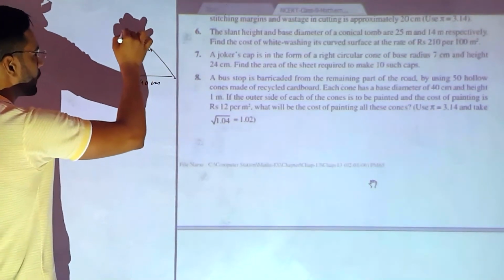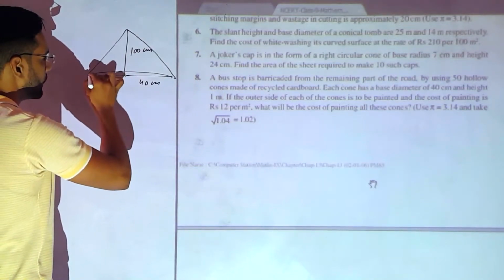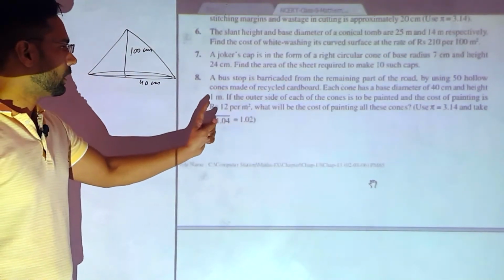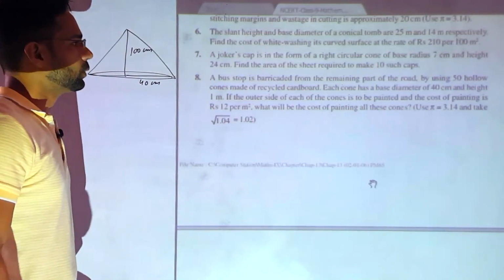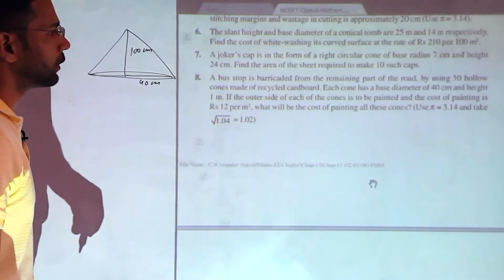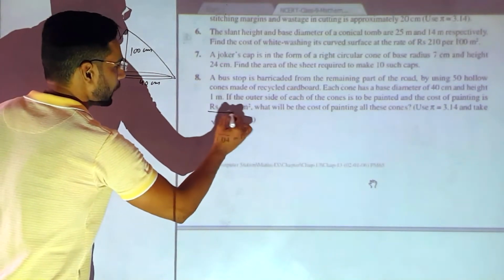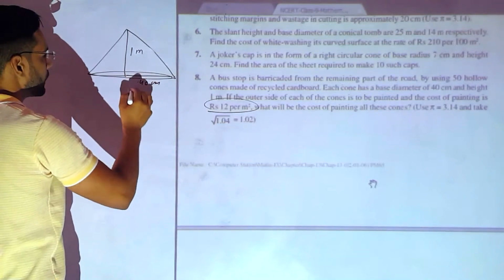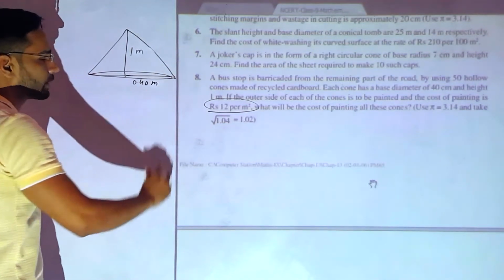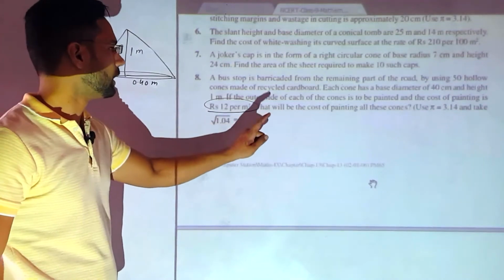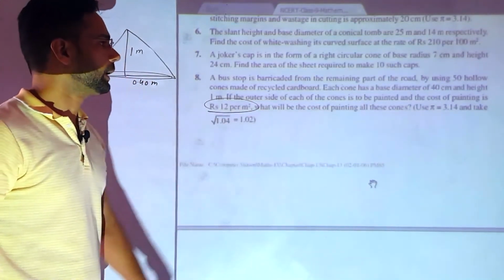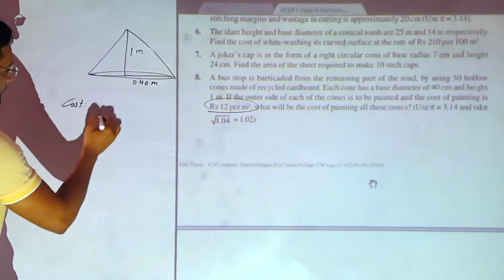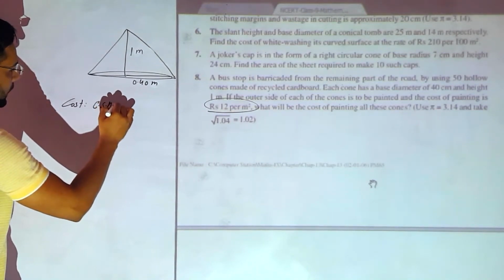You can also write it like this. If the outer side of each of the cones is to be painted and the cost of painting is rupees 12 per meter square, meter square means 1 meter and 0.40 meter. Solve. What will be the cost of painting? Cost means CSA into rate.